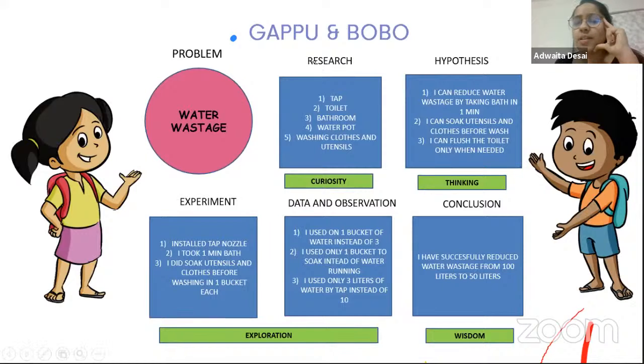You will give the first square research as a name on the top. Second square you will give hypothesis. Third square you will give experiment. Fourth step you will give data and observation. Fifth step you will give conclusion. उसके नीचे आपको लिखना है research के नीचे curiosity, hypothesis के नीचे thinking, इन दोनों के नीचे exploration, साथ में लिखना है बड़े लेटर्स में, और conclusion के नीचे wisdom.